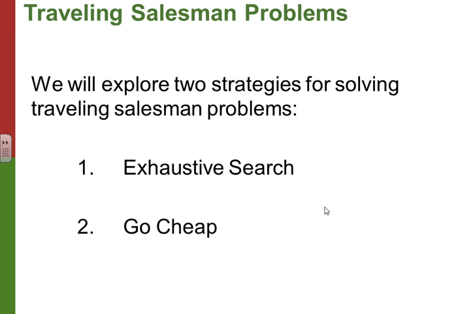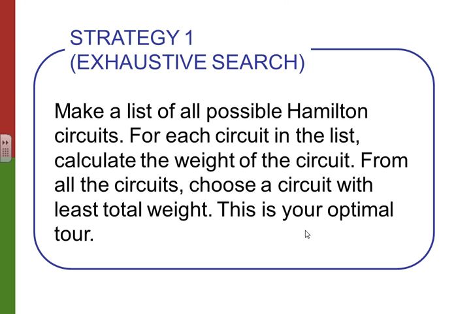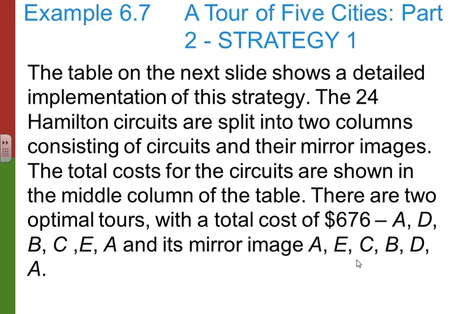So we could have an exhaustive search and look at every single solitary path. If we did that, that might take us the rest of our natural life, depending on how many paths we have. Or we could go cheap and just use something else. So this is a possible strategy: make a list of all possible Hamilton circuits, find the weight of each one, and figure out which one's optimal. There are some homework problems that do that.